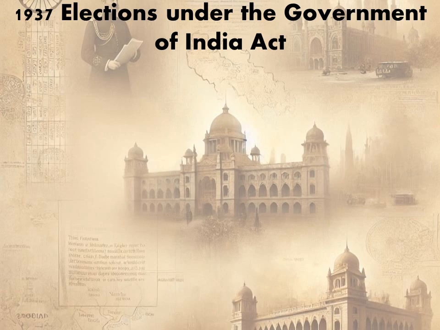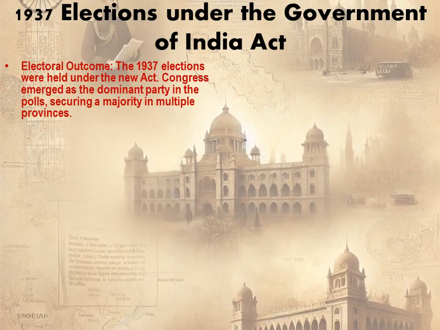1937 elections under the Government of India Act. What happened in the elections of 1937? Electoral outcome. What was the result? The 1937 elections were held under the new act. Congress emerged as the dominant party in the polls, securing a majority in multiple provinces.